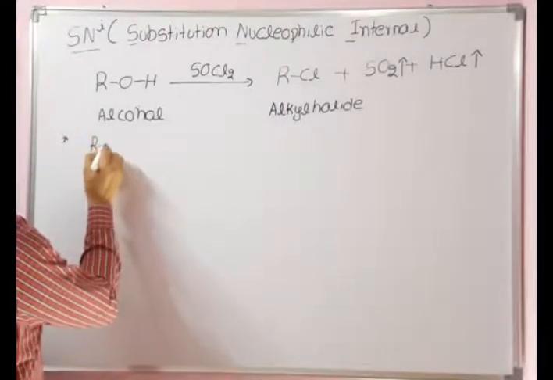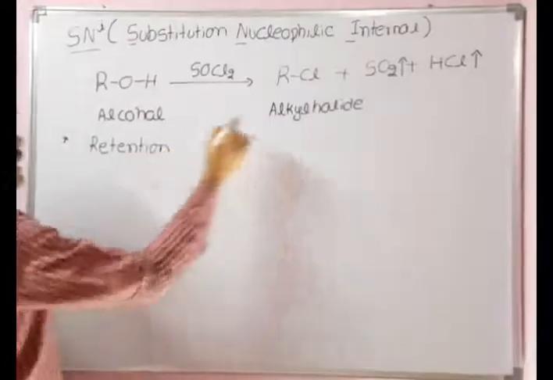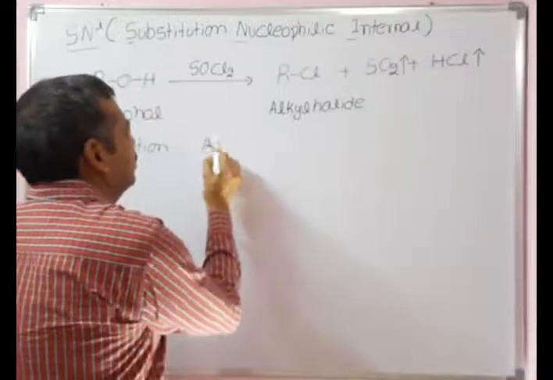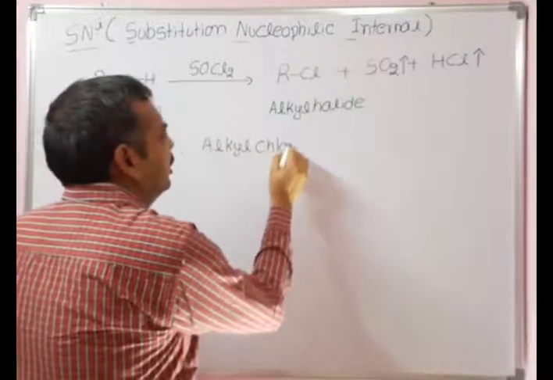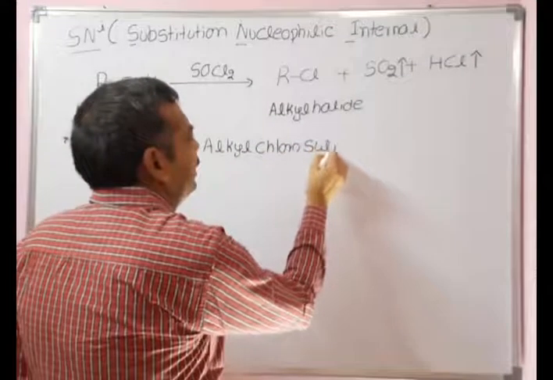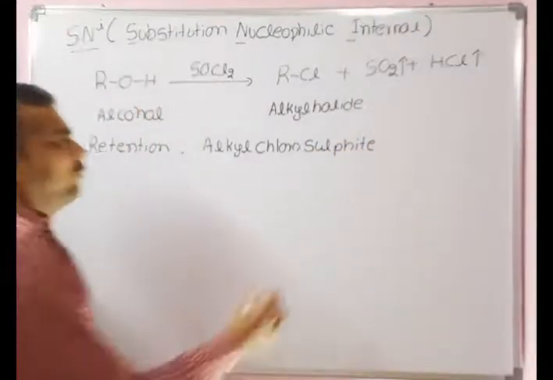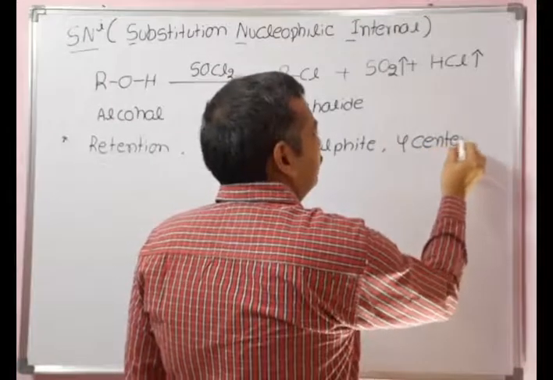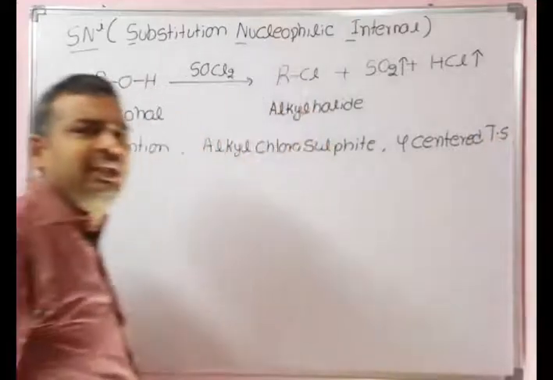Retention of the configuration will take place always. Whatever alkyl halide we get, that is with retention of the configuration. And an alkyl chlorosulfite intermediate is formed in SNi reactions. A 4-centered transition state is formed in SNi.